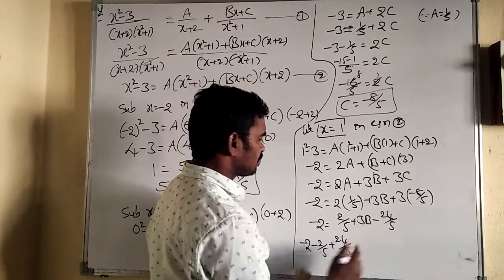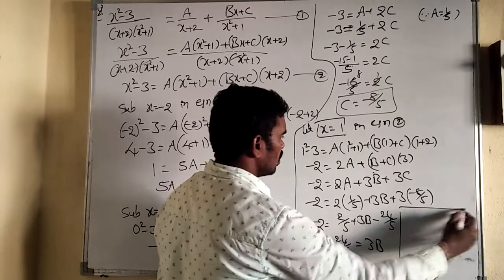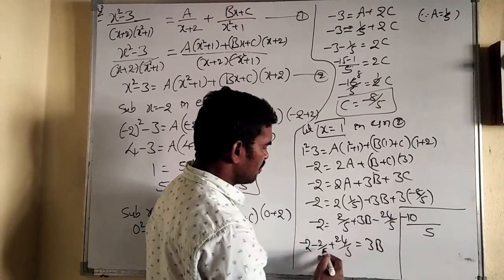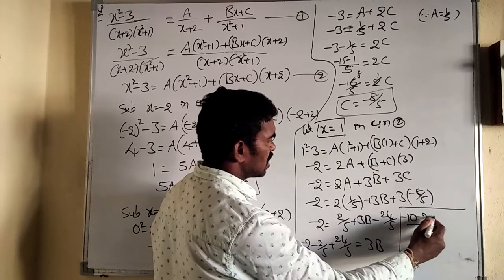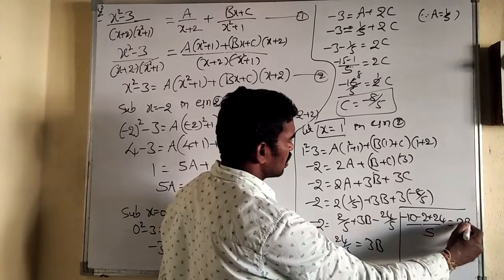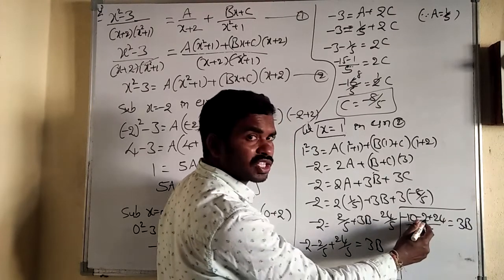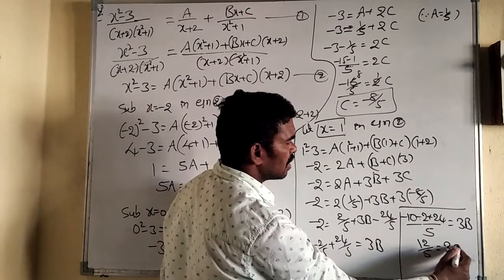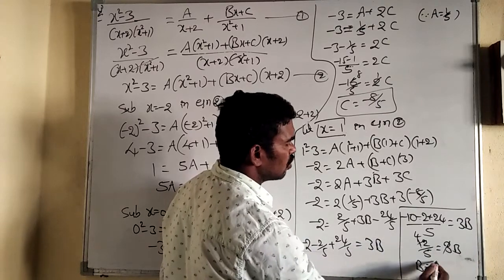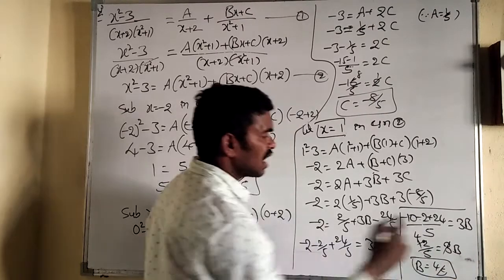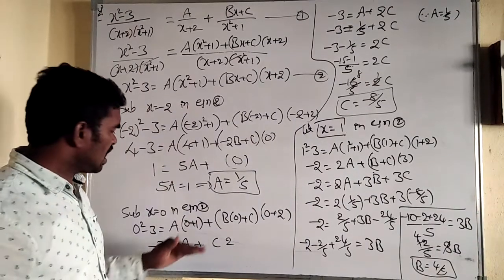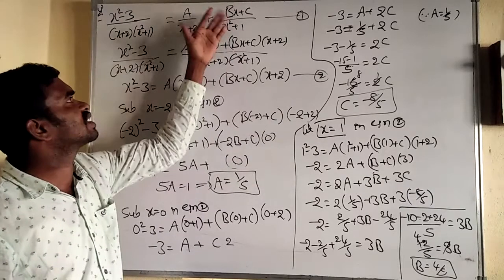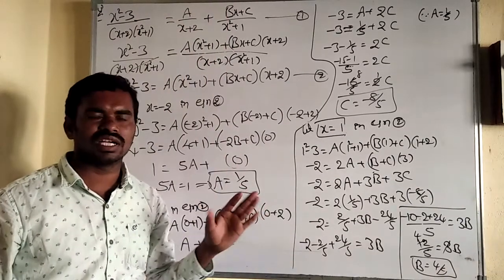So what is the LCM? LCM is 5. So 5 twos are minus 10. Already 5 same is there. Minus 2 plus 24 is equal to 3b. So 24 minus 10 minus 2 is 12. 12 by 5 is equal to 3b. So 3 ones are 3, 4 ones are 4. b equal to 4 by 5. I will tell you another method. So got it. a value we got it, b value we got it, c value we got it. Now substitute a, b, c values in equation 1 and write the solution. We get the answer. Is it clear?